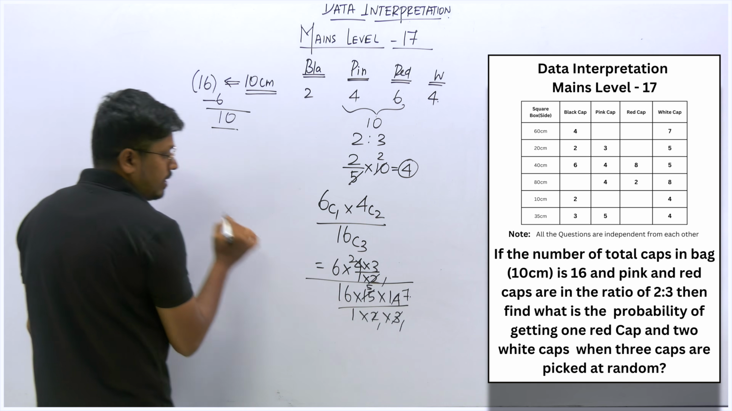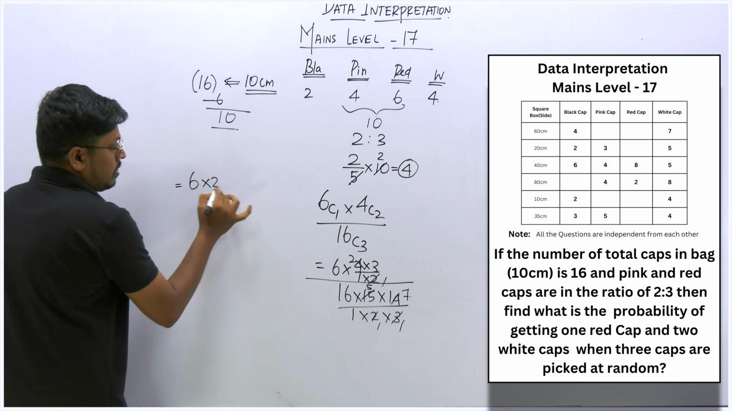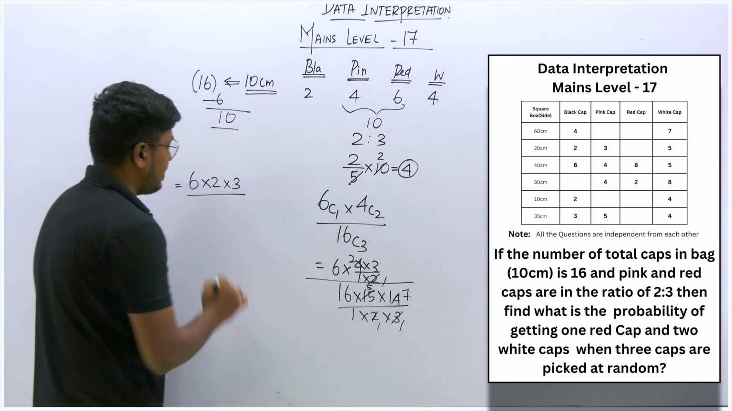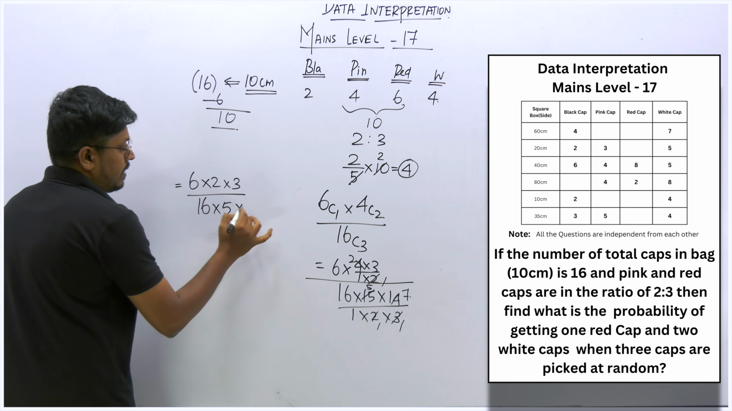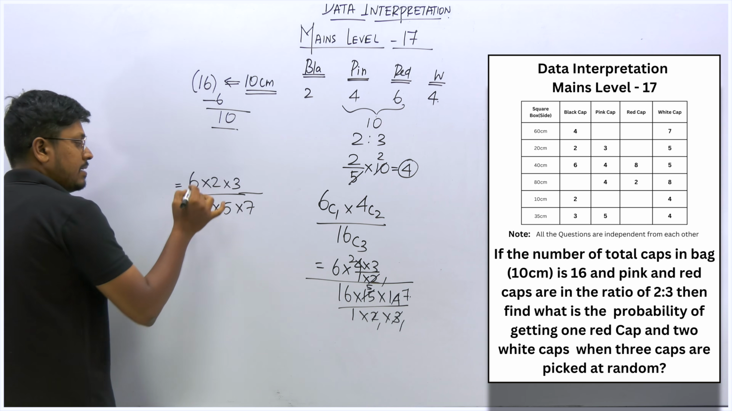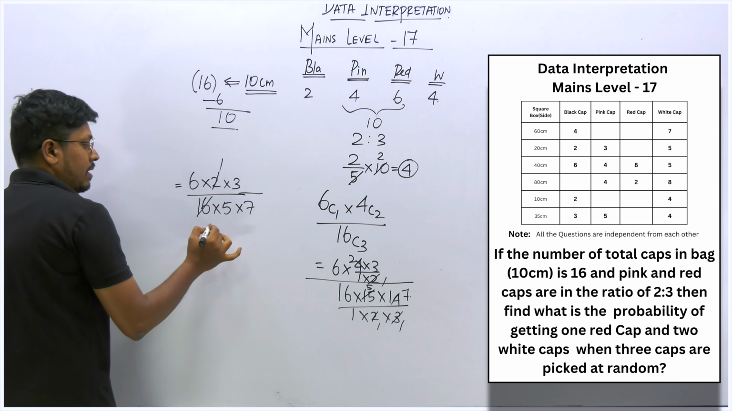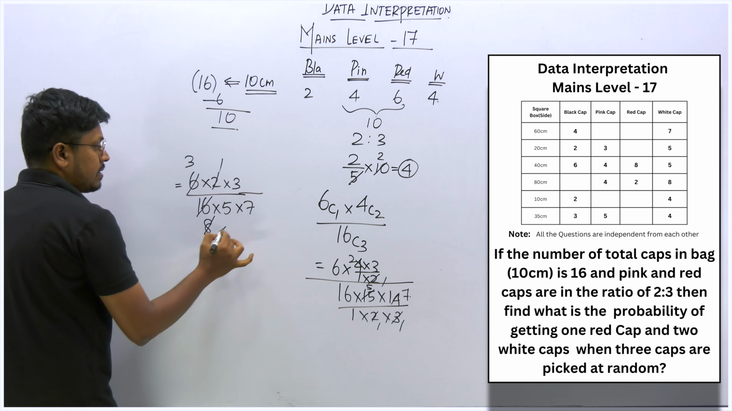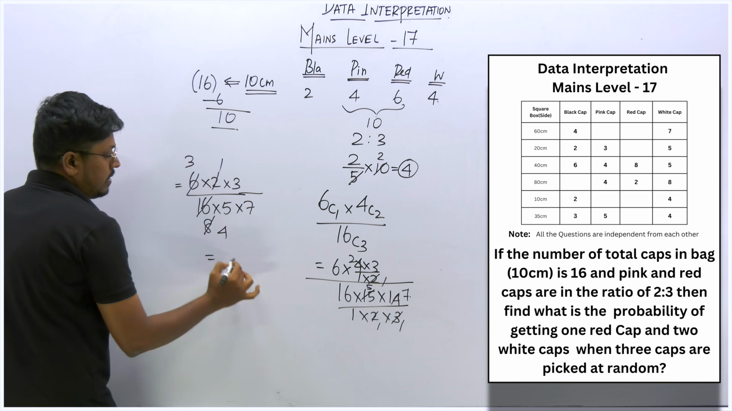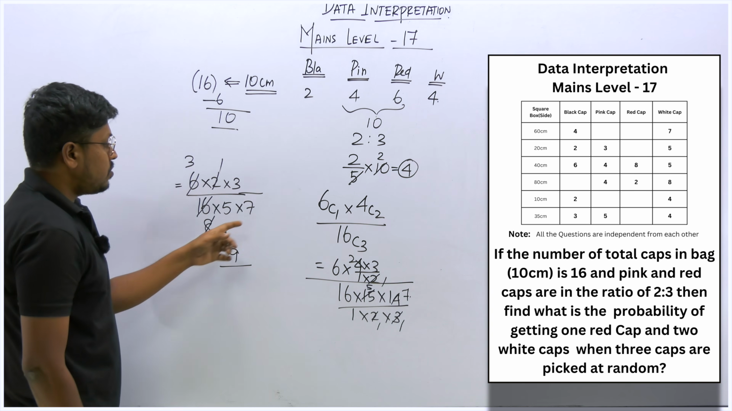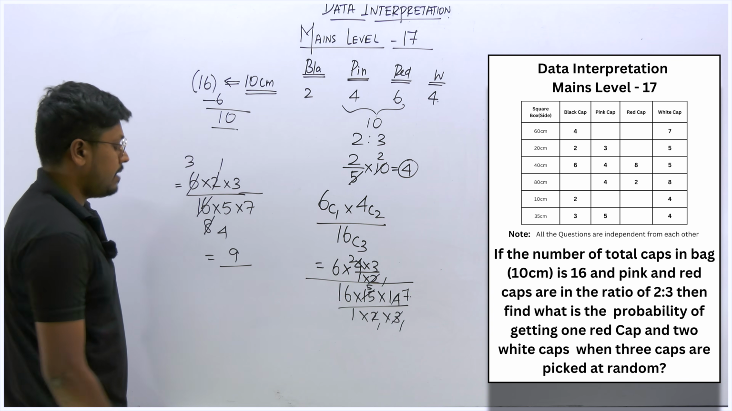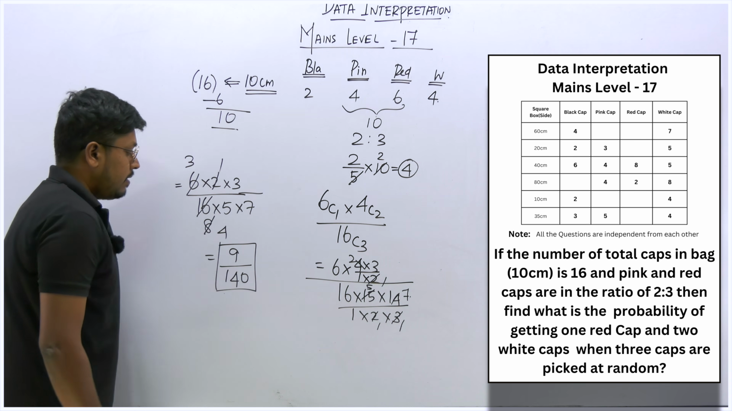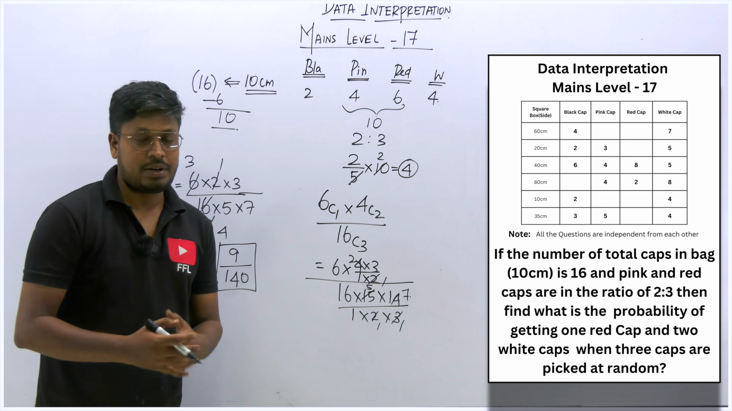So the numerator values that we have are 6, 2 and 3. The denominator we have 16, 5 and 7. We can still cancel it, because 1 2s are 2, 8 2s are 16. Again cancel this by 2. 3 2s are 6, 4 2s are 8. So finally 3 into 3 will be 9. So finally the answer for this question will be 9 divided by 140.